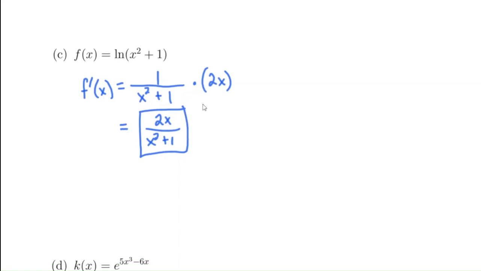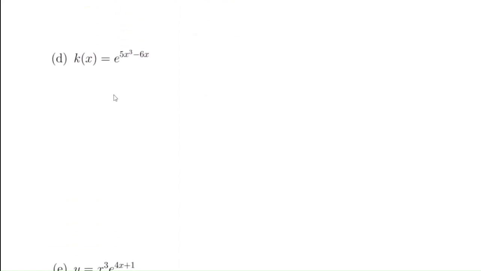Okay, so we use the chain rule. Now, what about this one? K of x equals e to the 5x cubed minus 6x. Well, notice, again, this is a composition. We have an inside function, 5x cubed minus 6x. And the outside function, we have e to that thing, right? We have e to the x as the outside function.